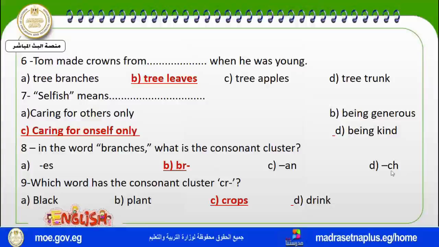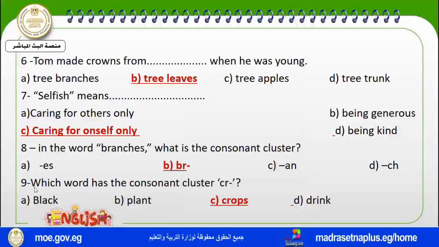What about CH? CH are two consonants, while H sometimes is a vowel. But here, the CH is just pronounced as one sound. They are not two sounds, they are only one: ch, branch. That's why the BR at the beginning of the word branch is the correct answer.